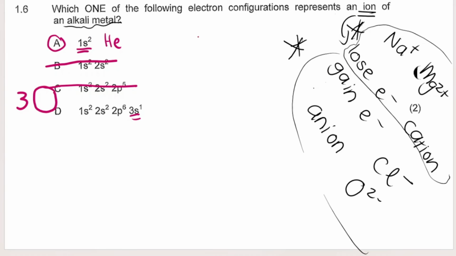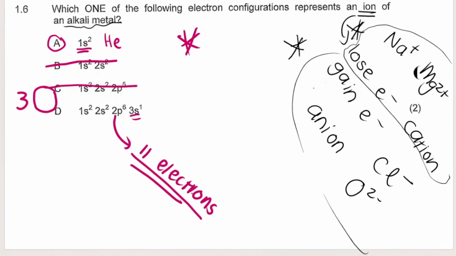I hope that makes sense. This is a difficult question and you need to understand your SP notations. If this was confusing for you, another way to deal with SP notations is to, for example, if we looked at D, add up the number of electrons. So we go 2 plus 2 is 4 plus 6 is 10 plus 1 is 11 electrons. And then you look at the periodic table and you look to see which atom has 11 electrons. And if you look at the periodic table, you'll see that that is sodium. And then you can ask yourself, well, does sodium fit this description? And no, sodium doesn't fit this description because sodium is an alkali metal, but the question wants an ion of an alkali metal.